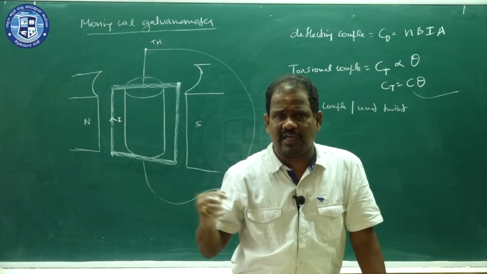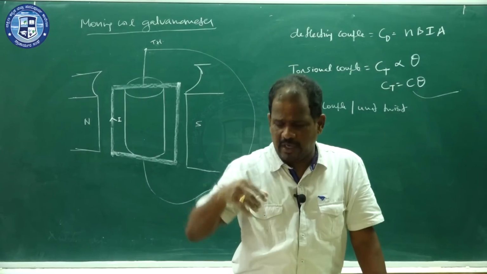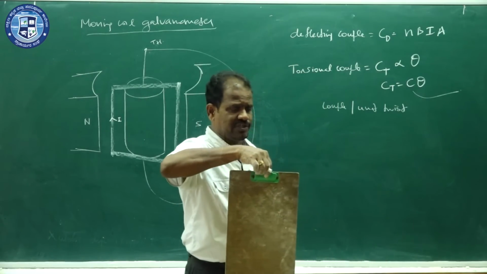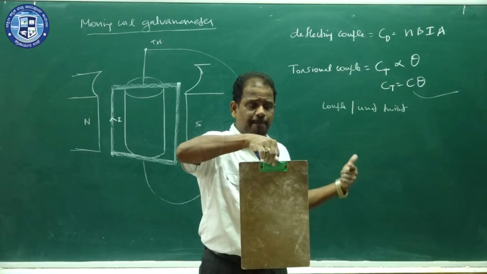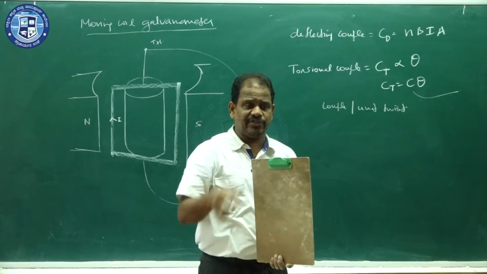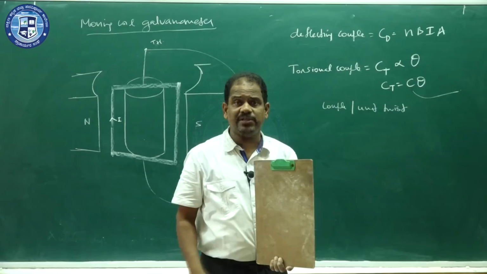Now when you pass current, the coil will not keep on rotating. It will come and stand at one place. So this is the initial position of the coil. When you pass current, the coil turns and comes and stands here. Why will it come and stand here?